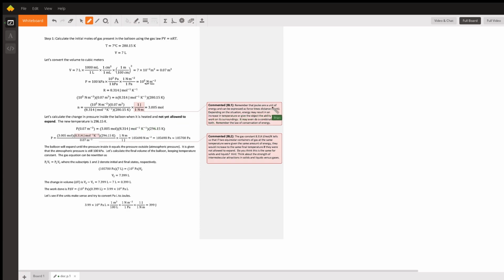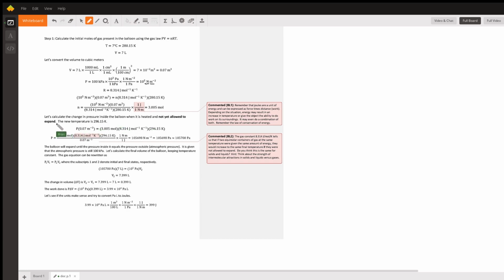Remember also that joules are a unit of energy. So energy could also be expressed as force times distance. That's work. So I converted the units there, just to keep that relationship in mind, because energy could be a change in temperature. It could also be dissipated. It could also be used to do work, which is to push something with a force over a distance.